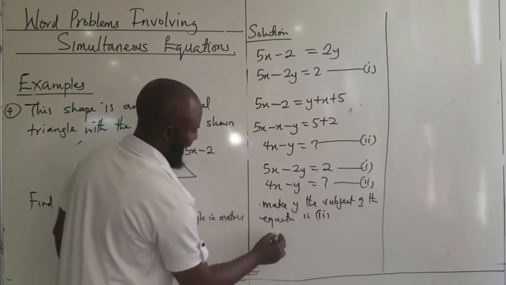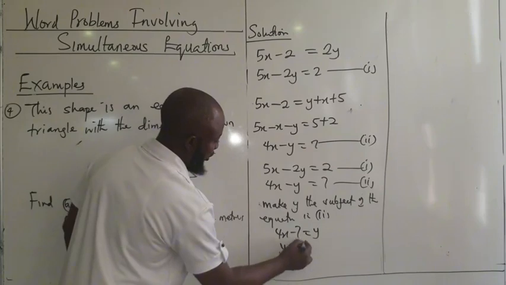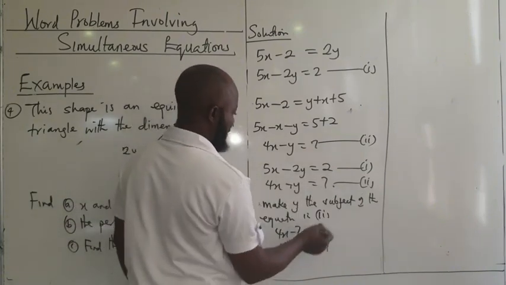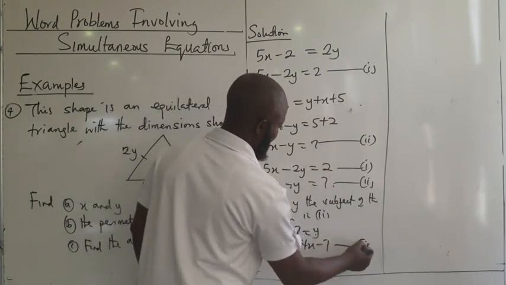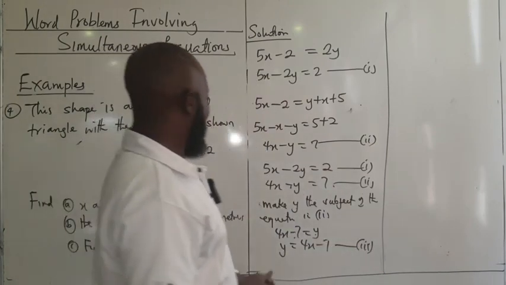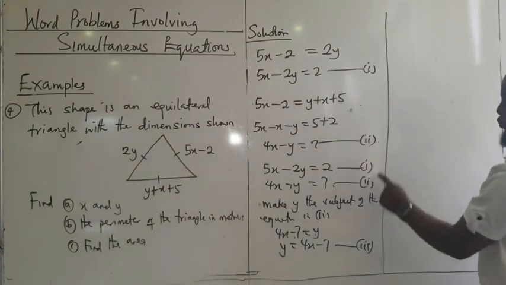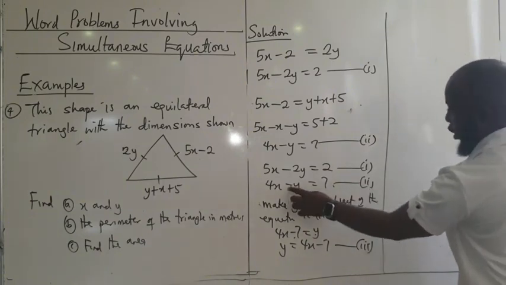So that is going to have 4x minus 7 equals to y. Or y equals to 4x minus 7. This is what I did. You take this one to the other side, become plus. This will come and become minus. This is equation 3. Is that clear now? So we can then substitute equation 3 into equation 1. Because we made equation 3 from equation 2. I hope I'm making sense.